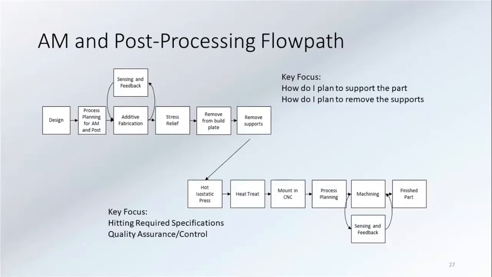Maybe I need to build fixtures on my part that I can then CNC back off. Maybe I won't build my part exactly the way I had looked at. So there's a lot of these steps that are the same in a foundry. If we're doing a casting or some other type of manufacturing process, there's a lot of these steps that are the same in both, but there's some that are very unique.